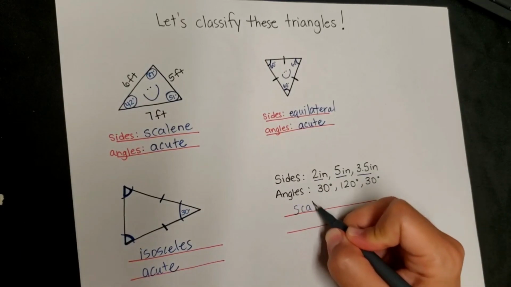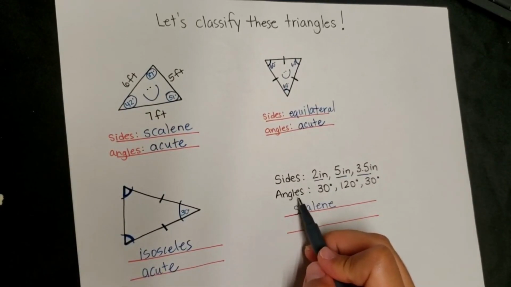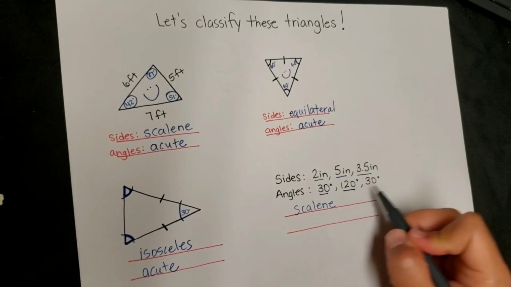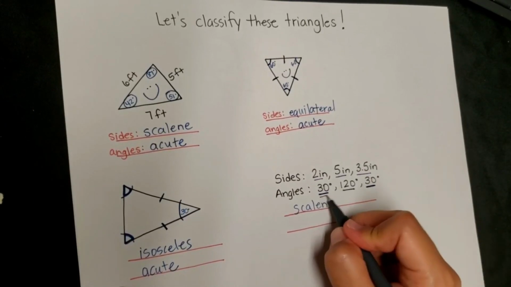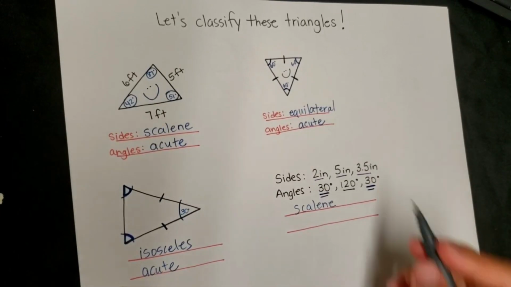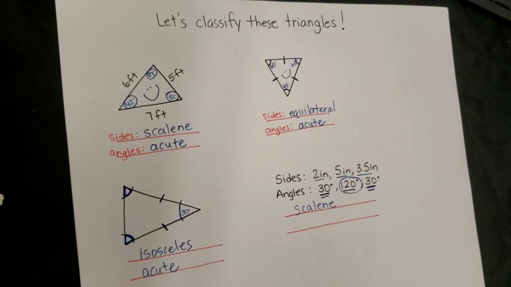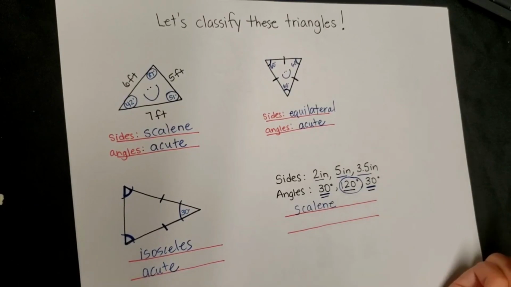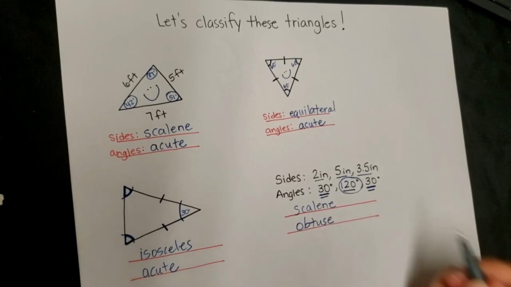Yep, scalene. All right. And then when I look at the angles for this one, the angles are 30 degrees, 120 degrees, and 30 degrees. So I notice that I have 2 acute angles, but then I have this one right here. What type of angle is a 120-degree angle? Yep, that's obtuse. And when I have 1 obtuse angle and 2 acute, what type of triangle is that? You got it. You're so smart.